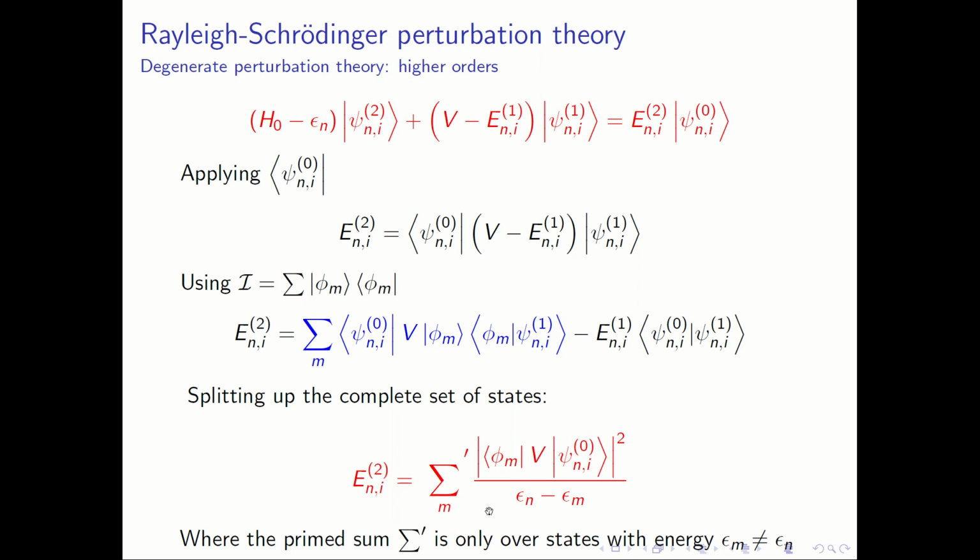So in non-degenerate perturbation theory, the sum is over all states other than phi n. Here the sum is over all states other than the ones which are degenerate to the original one. So there is a great deal of similarity. All you have to remember is, in non-degenerate perturbation theory you drop the term corresponding to the state that you are dealing with. In degenerate perturbation theory, you drop the terms corresponding to all states which are degenerate with it.